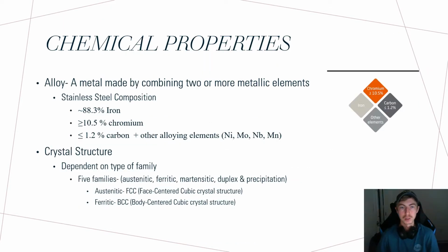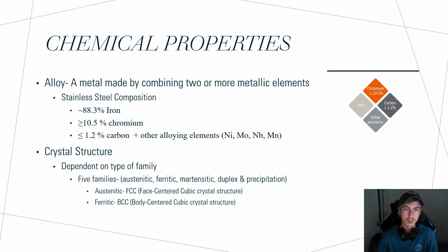So transitioning from our history of stainless steel, I would now like to talk about how the chemical properties of stainless steel affect it. So to start off, I have a definition. An alloy is a metal made by combining two or more metallic elements. So stainless steel is primarily iron and chromium, with a little 1% of carbon. It's an alloy that's created by iron, chromium, carbon, nickel, molybdenum, niobium, and manganese.